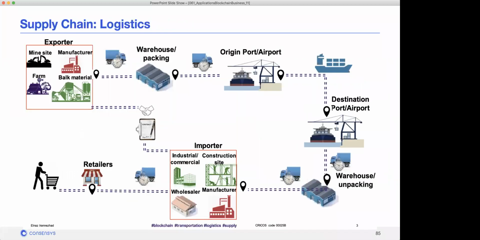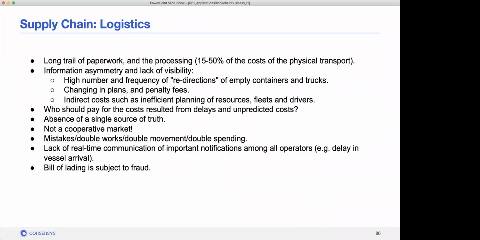Logistics is one of those great examples where you've got lots of different organizations involved who don't trust each other, and there's all sorts of information going in all directions and people using all sorts of different systems. And so there's lots of paperwork involved. And in fact, that's a big part of the cost of freight, is paperwork. And there's information asymmetry, so lack of visibility into what's going on. Why were containers redirected and moved around?